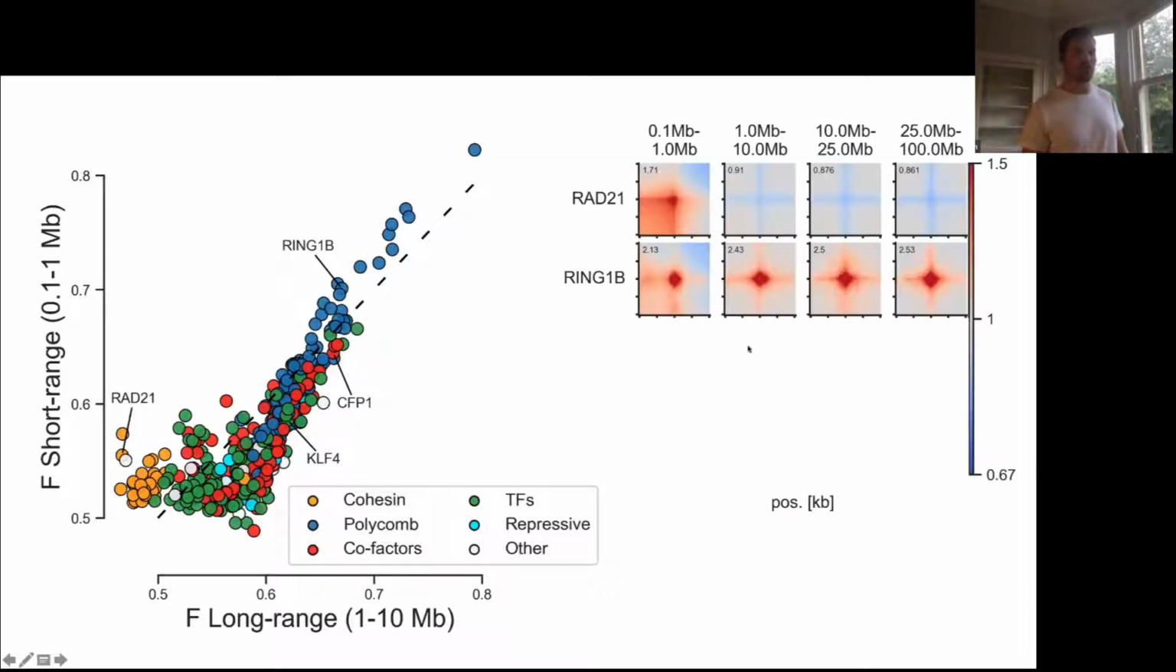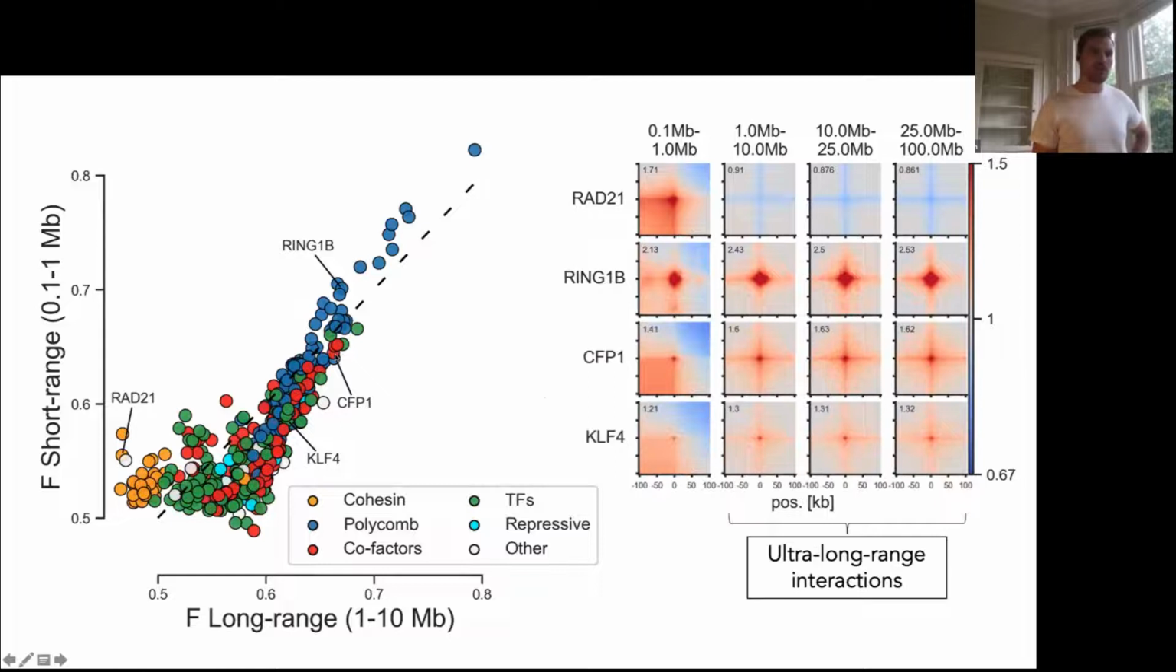So now if we just visualize this again using the pileup method, we see here that if we split the pileups by distance, you see that for RAD21, which is a cohesin component, you see interaction between these at short range, but not long range, and you see interaction between Ring1b sites across these ranges. And then we saw all these red and green dots, which we've kind of roughly classified as transcription factors and transcription cofactors, so things that are associated with active transcription. We saw these to be quite enriched for long-range interactions.